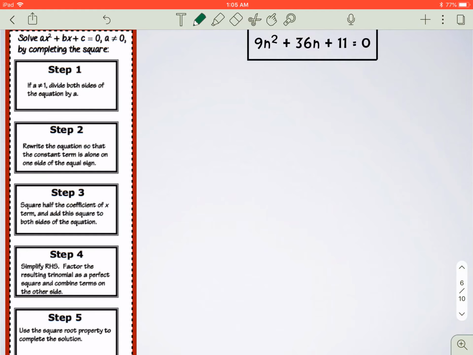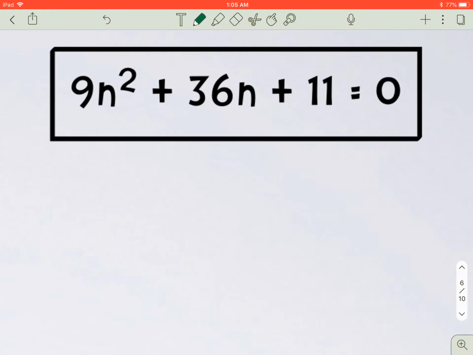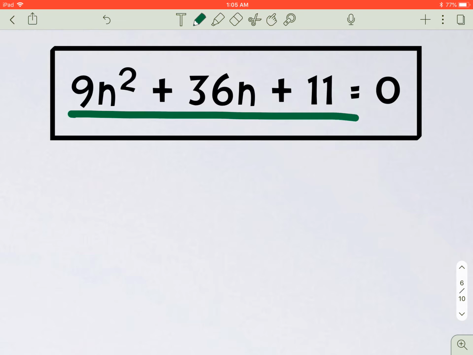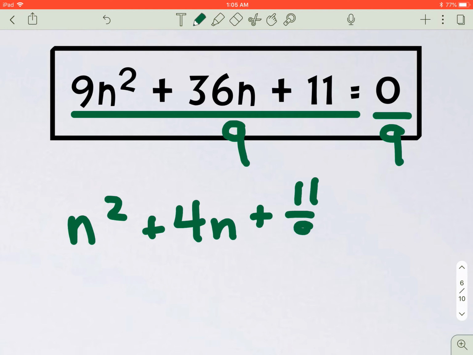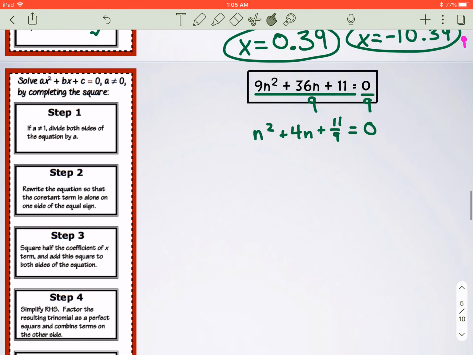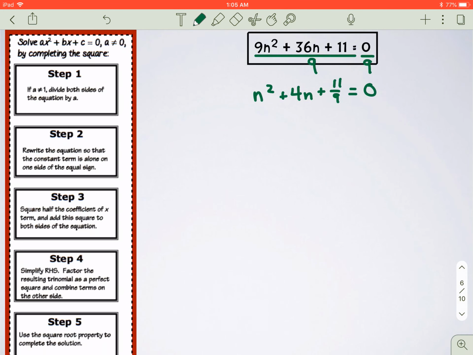This does not have a equaling 1, so I would divide this entire thing by 9. And I would be left with n squared plus 4n plus 11 ninths equals 0. So step 1 is now completed.